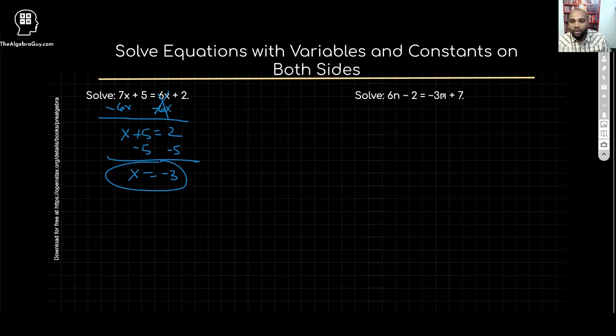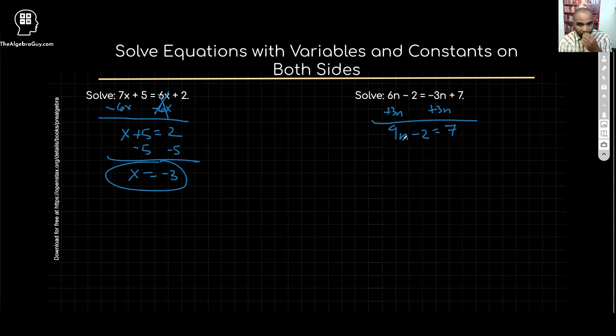Again, I want to bring my variables so that they're on the same side. This time I have to add 3, and that gives me 9n minus 2 equals 7.